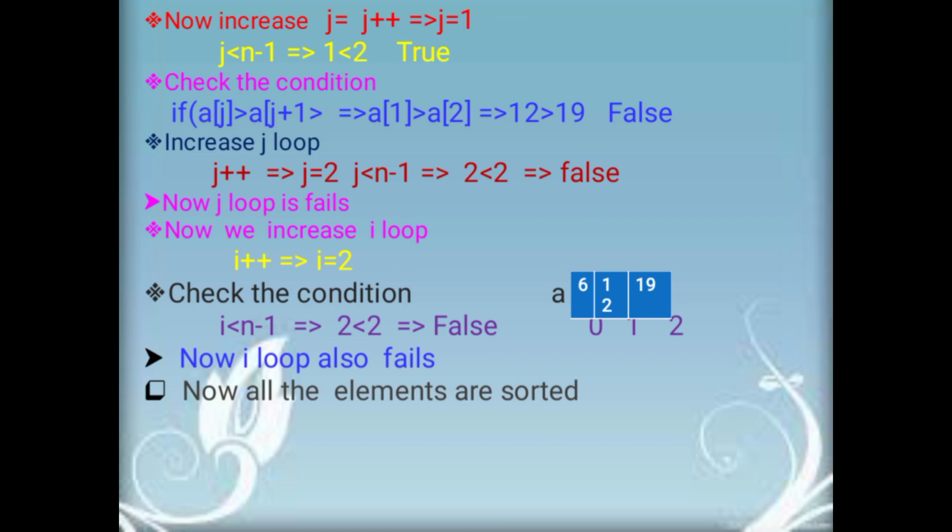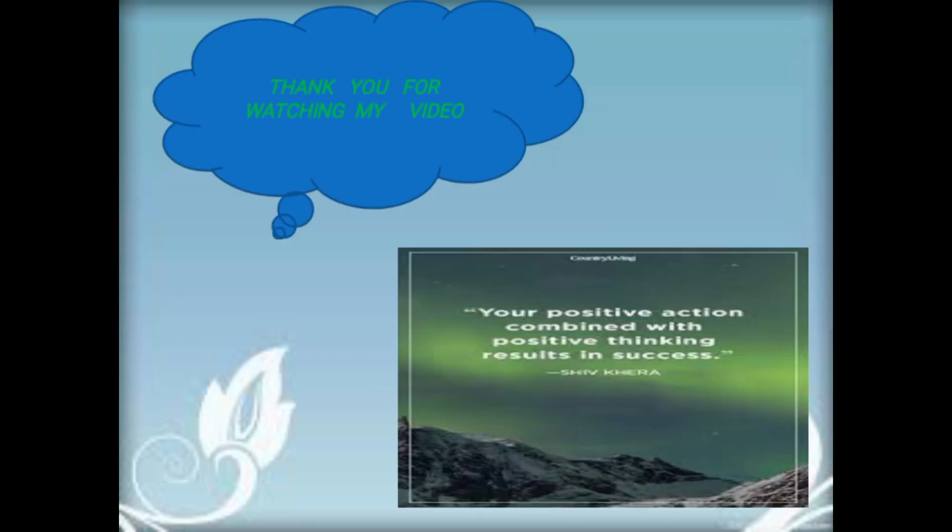Now increase the i loop, i plus plus. i is equal to 2. Check the condition. 2 is less than 2. It is false. Now the i loop also fails. Now all the elements are sorted. Finally, all elements come in the perfect order. This is the small explanation about the bubble sort.